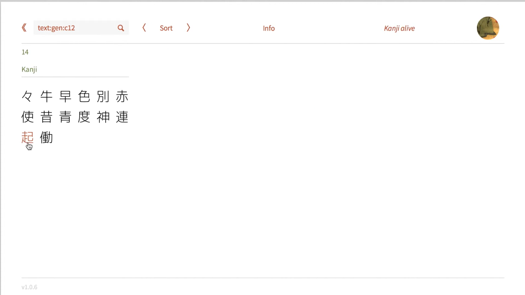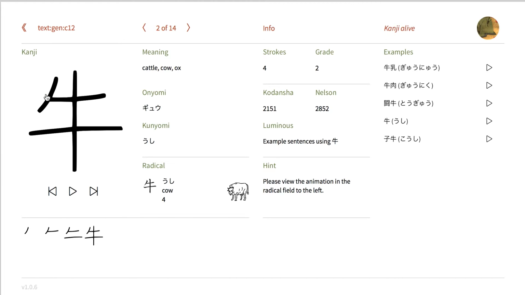The next kanji we have is the kanji for cow. And you may wonder, why do I need to know the kanji for cow? Because the kanji for cow figures into the reading for lesson 12. So we have the stroke order.